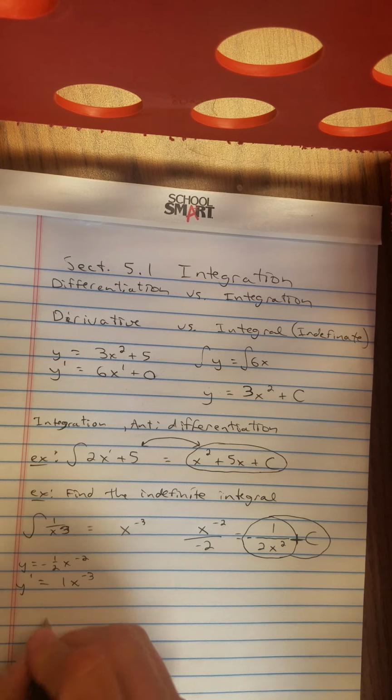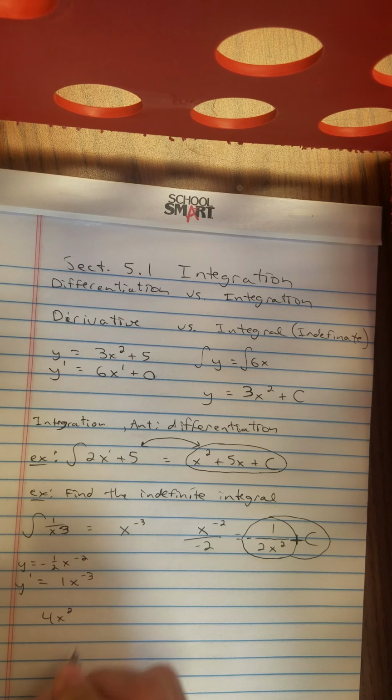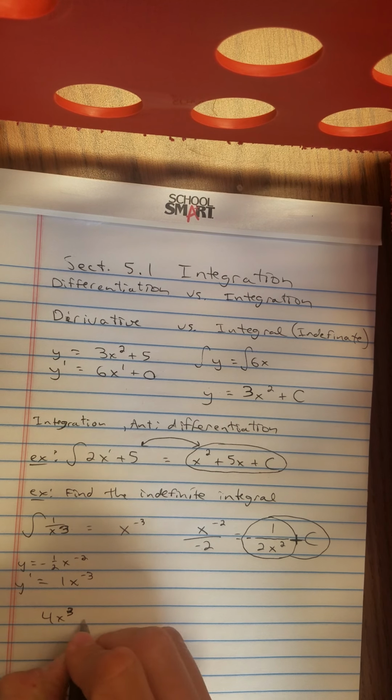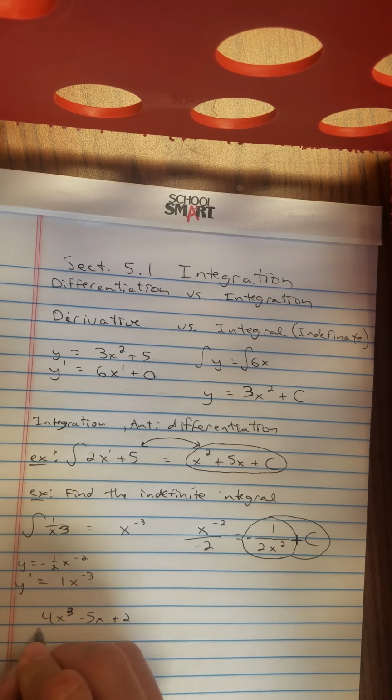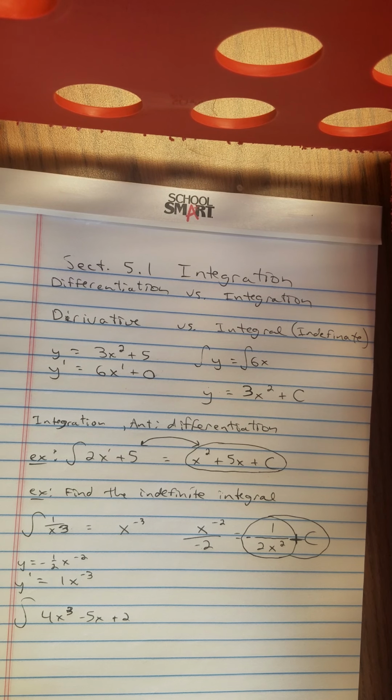Let's go with this one. 4x squared, or sorry, it's supposed to be a cube. I'm pulling them off my note sheet. 4x cubed minus 5x plus 2. Let's find the indefinite integral for that. And again, finding the indefinite integral means finding the antiderivative.